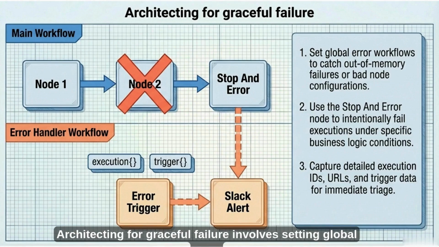Architecting for graceful failure involves setting global error workflows to catch out-of-memory or bad configurations. You can also use the stop and error node to intentionally fail executions under specific business logic conditions and capture detailed execution data for triage.